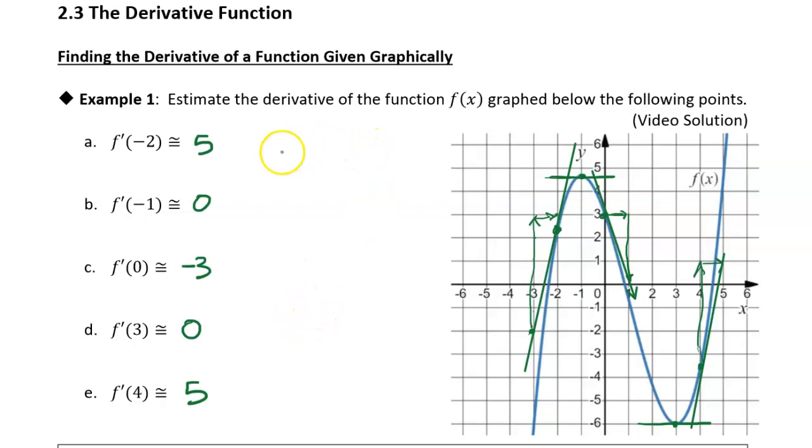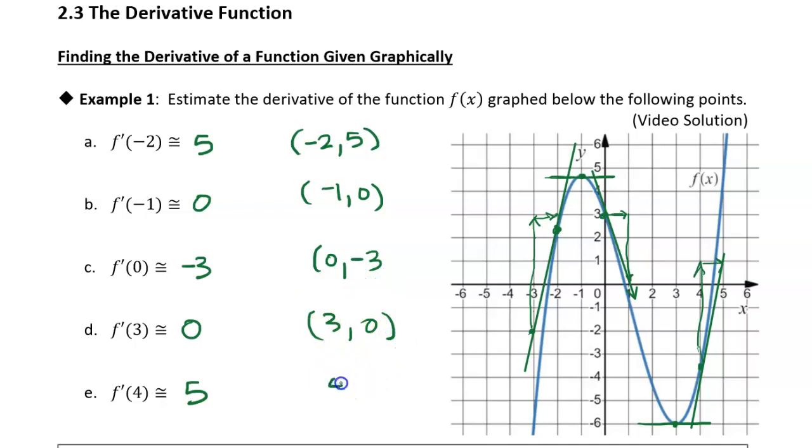Now what I'm going to do is create ordered pairs out of these. This is -2, 5. And this is -1, 0. And this is 0, -3. And this is 3, 0. And this is 4, 5. Okay, so my ordered pairs now are x and f prime of x, and I can graph f prime of x now just by plotting these points and then connecting them to form a function.